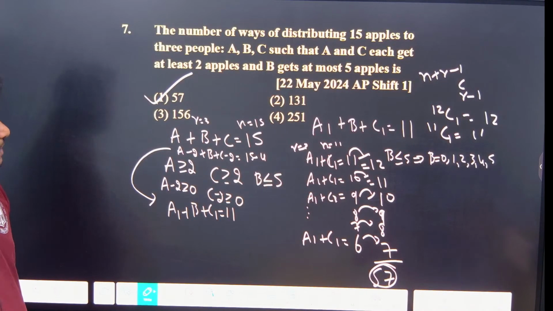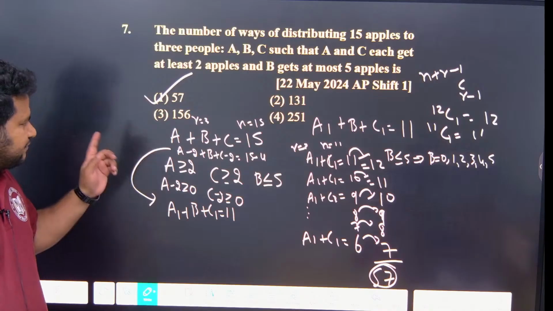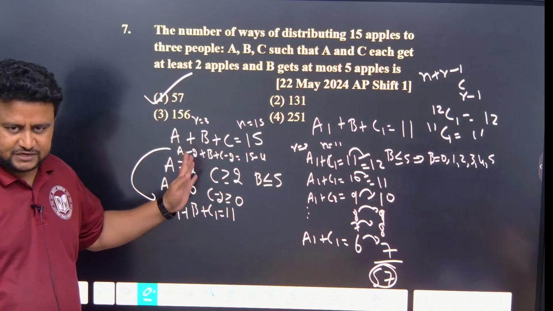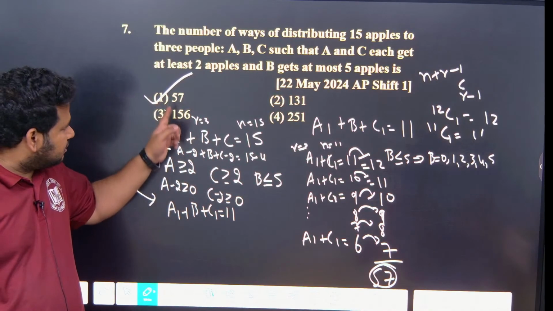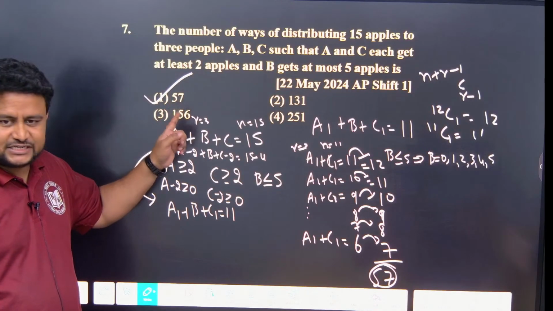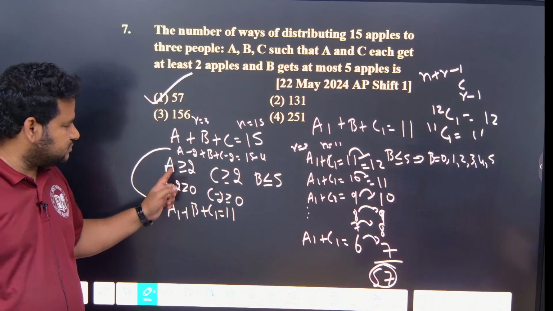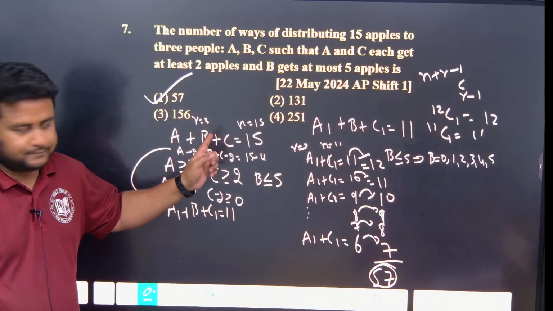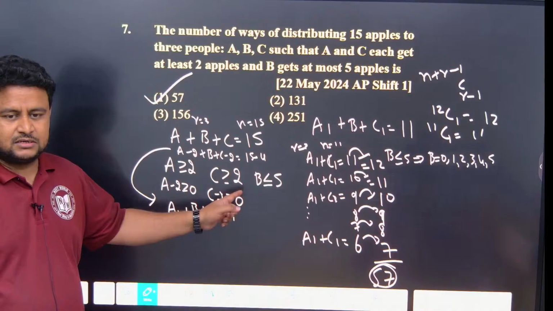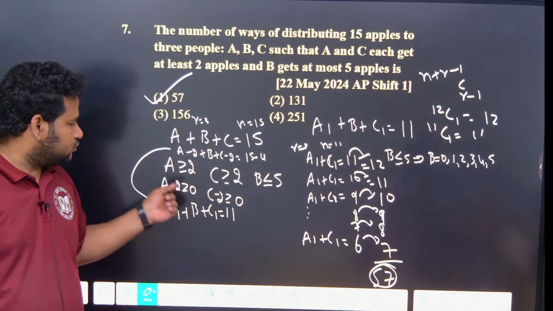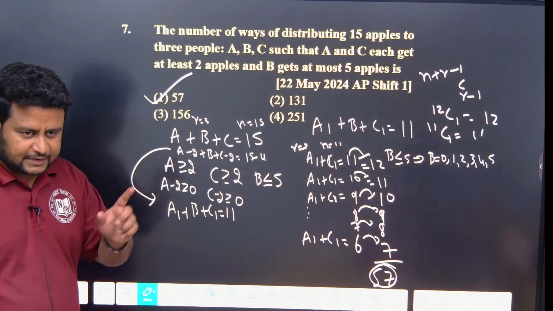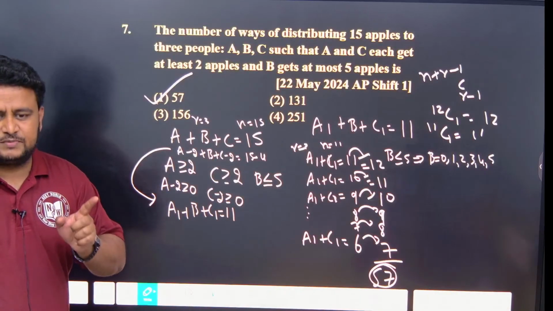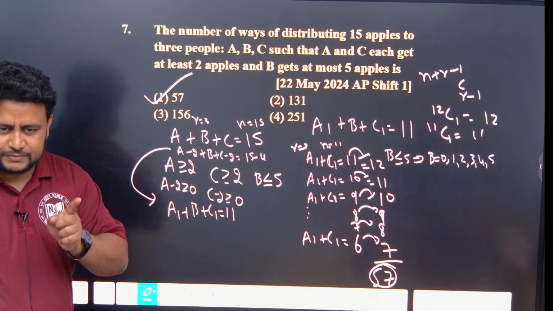Or you have to just observe it. Please first observe it. First we took A plus B plus C is equal to 15. They are telling A and C should get at least 2 apples. Just listen. So that means A should be greater than or equal to 2 and C should be greater than or equal to 2, and B should get at most 5. At most 5 means less than or equal to 5. I told you, you can take one of the conditions: A greater than or equal to 1, or A greater than or equal to 0.